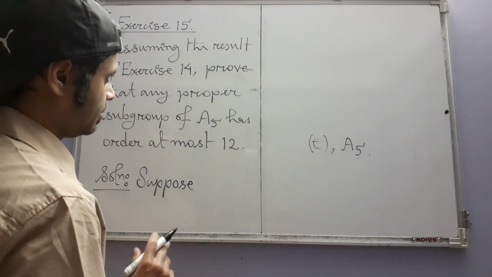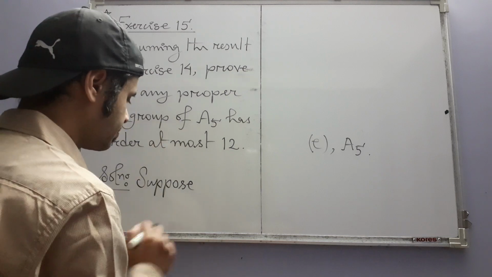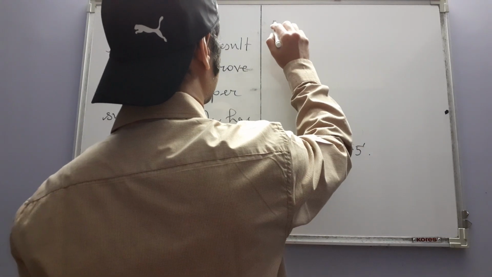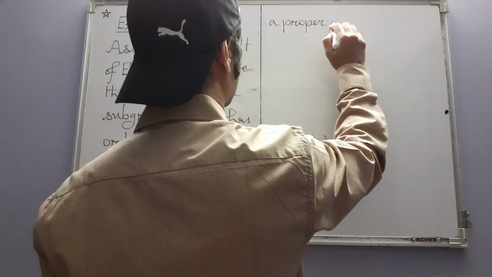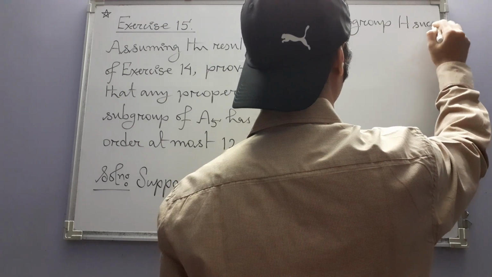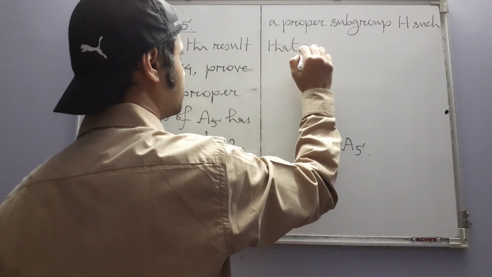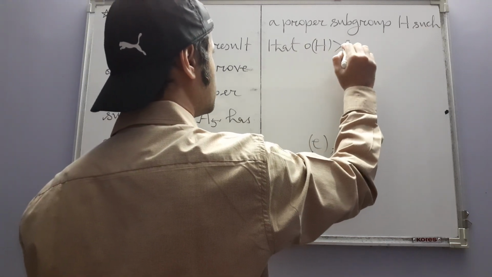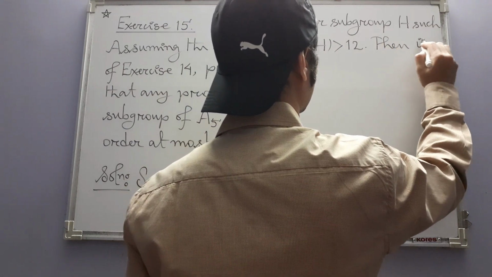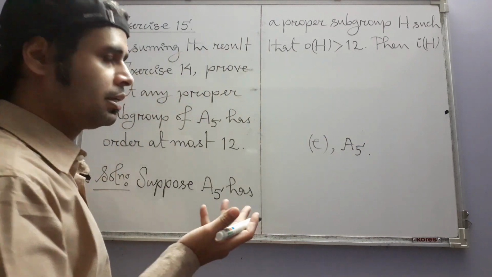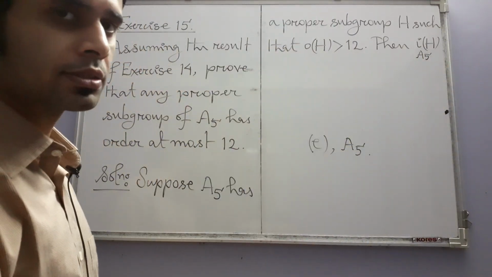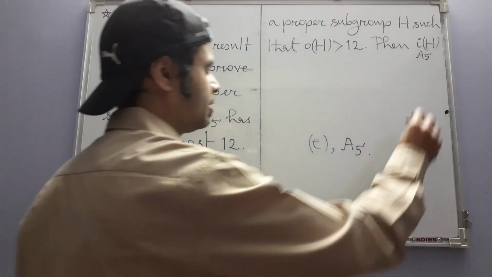Suppose, and well, not just any subgroup but a proper subgroup, of course. Suppose A5 has a proper subgroup H such that the order of H is greater than 12, then the index of H in A5, of course, if you want you can explicitly mention that by writing I suffix A5, but we understand that things are happening in A5, so we don't write this.